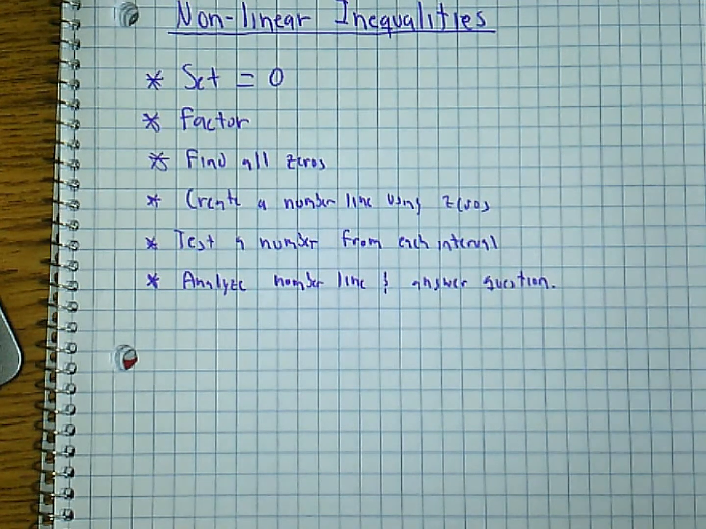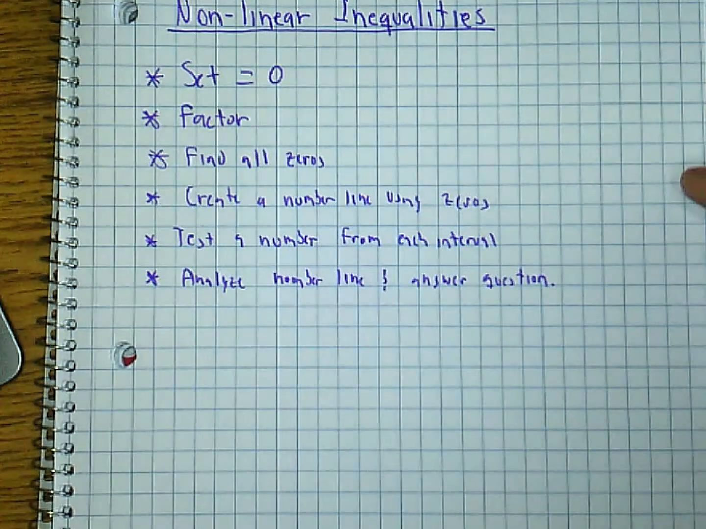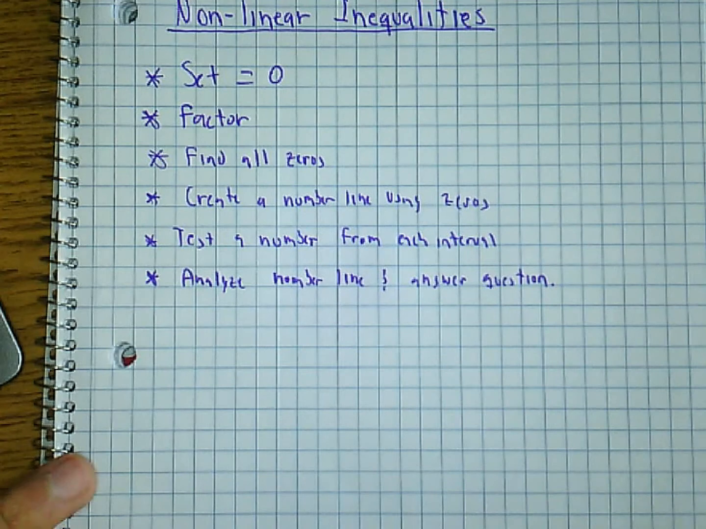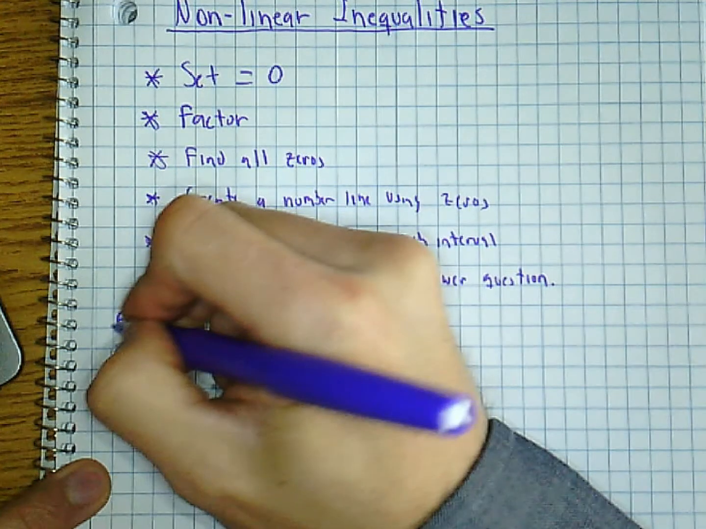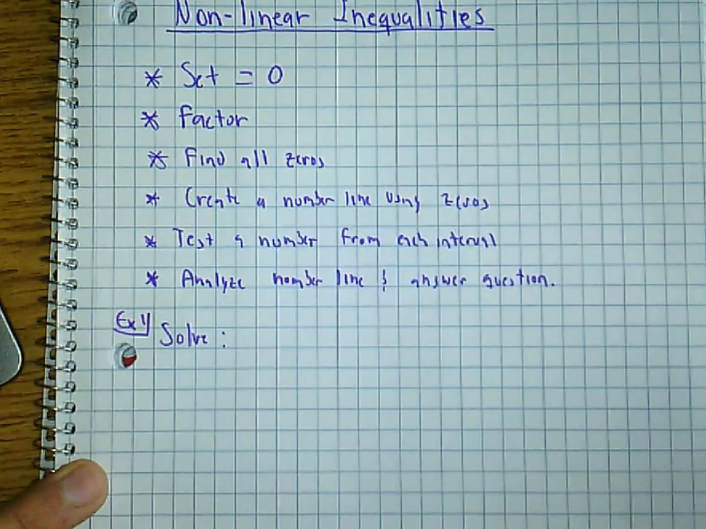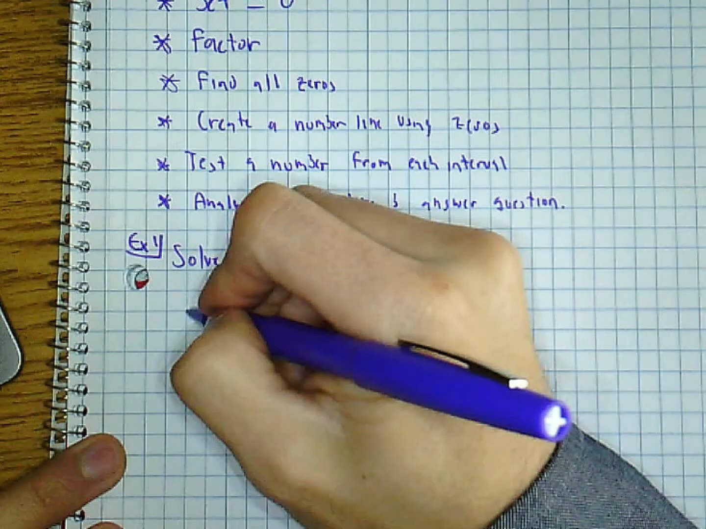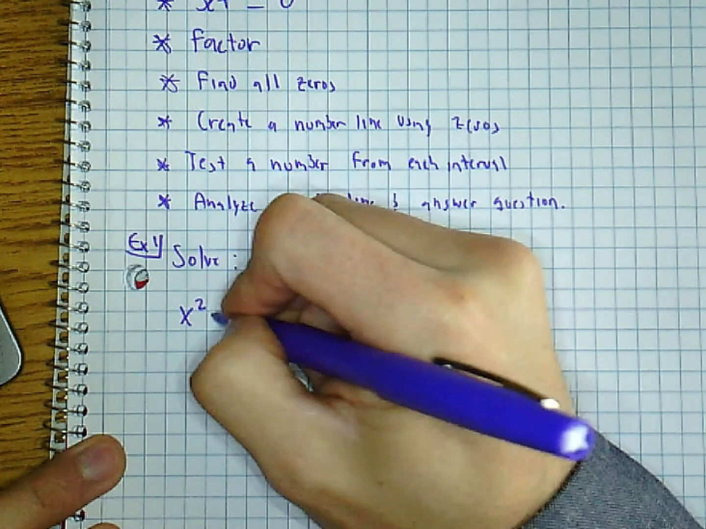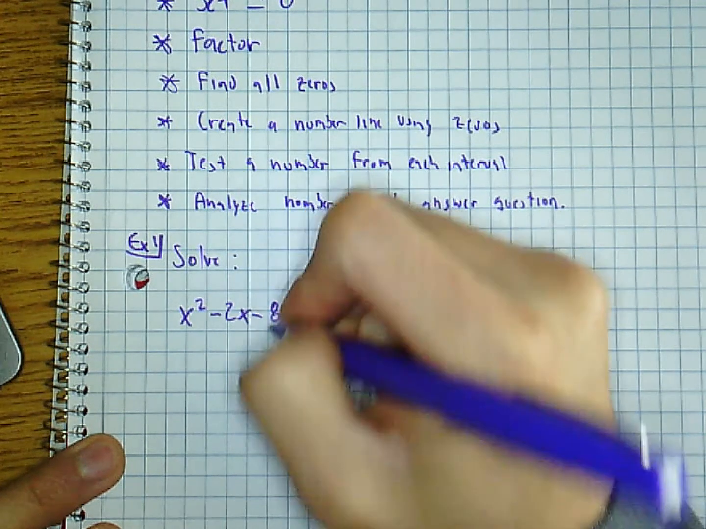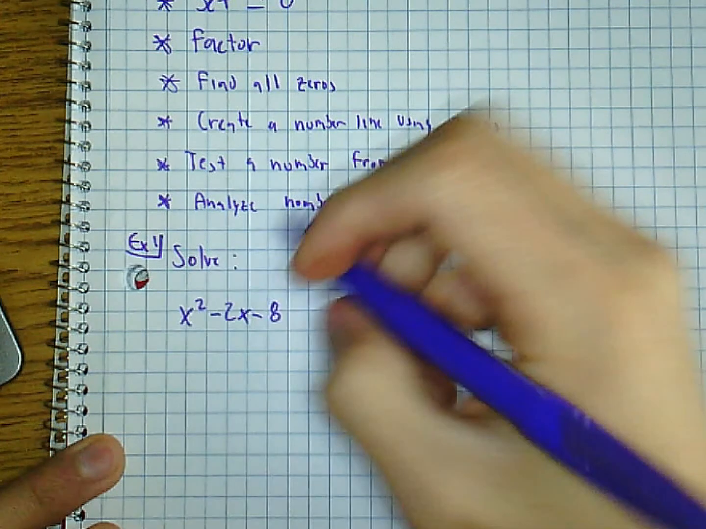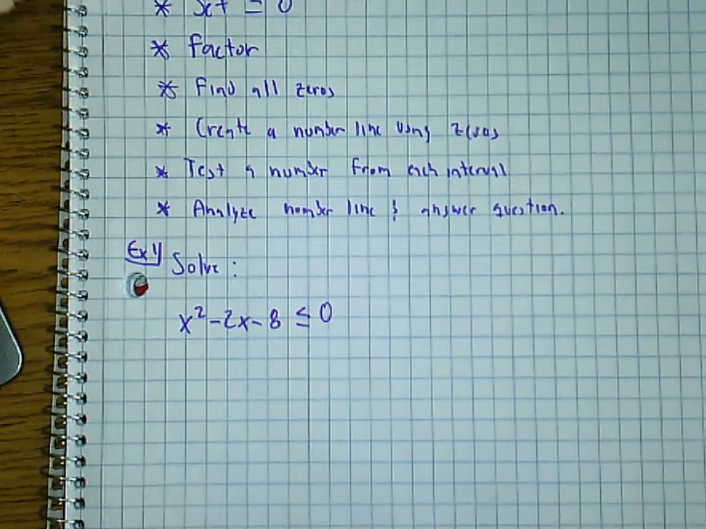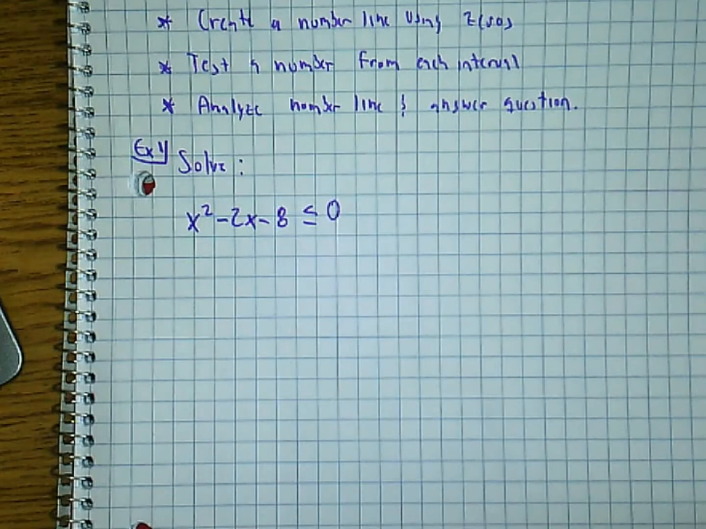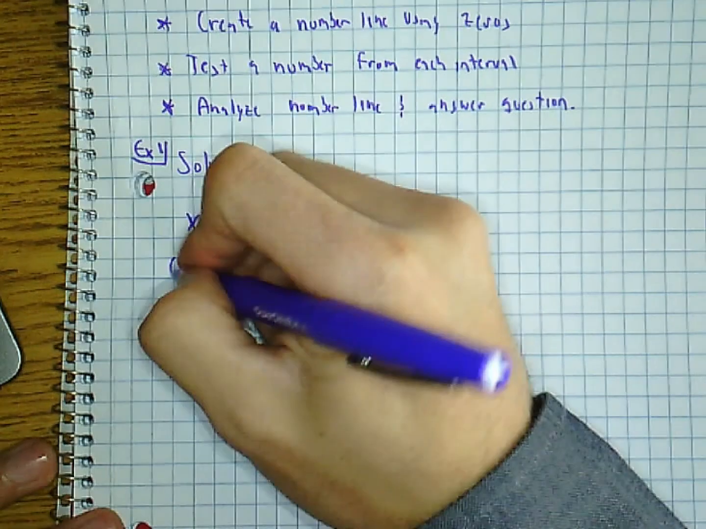Okay, we're gonna start out with polynomial inequalities since that's what this chapter started out with, polynomials. So let's start out with something very easy. Okay, so example number 1, we're gonna solve the following. We have x squared minus 2x minus 8 less than or equal to 0. Okay? Alright, so our step 1 is done. We are equal to 0. Step 2 is we're going to try to factor this.